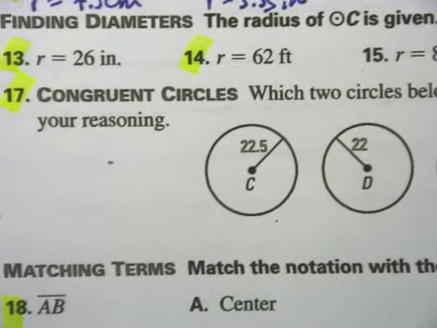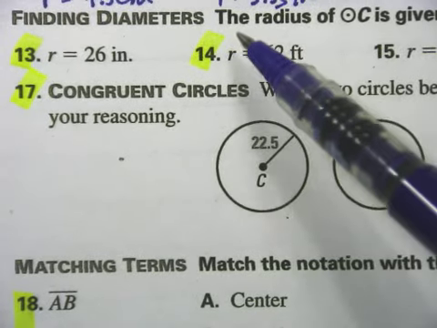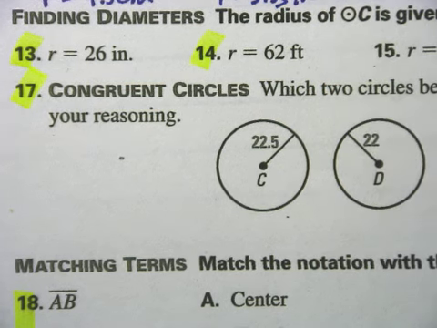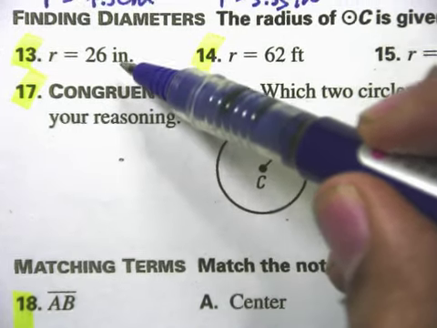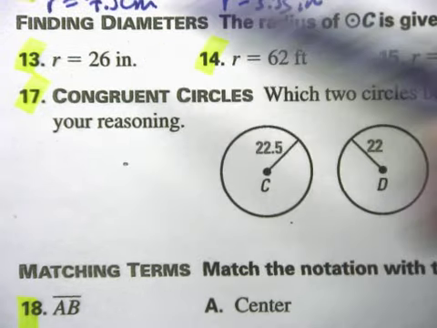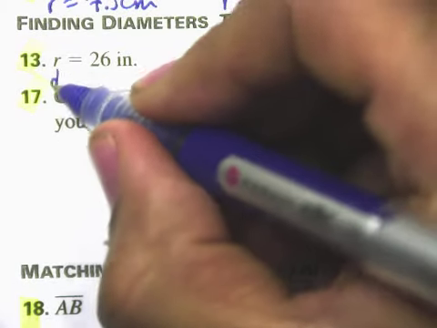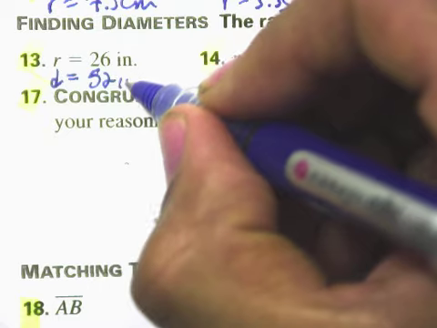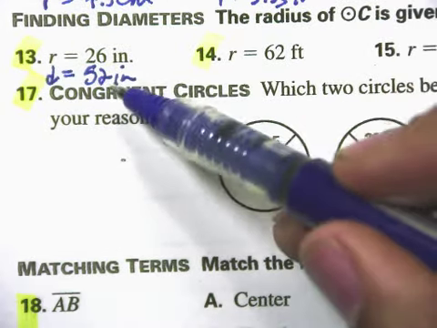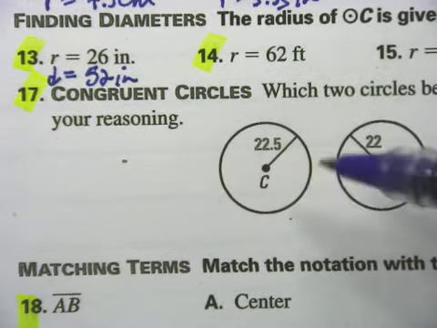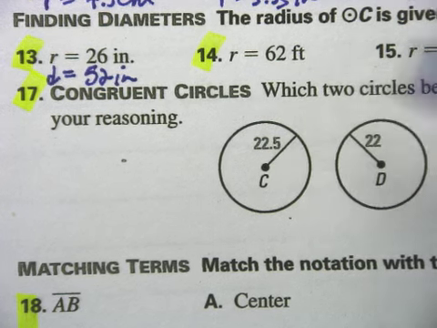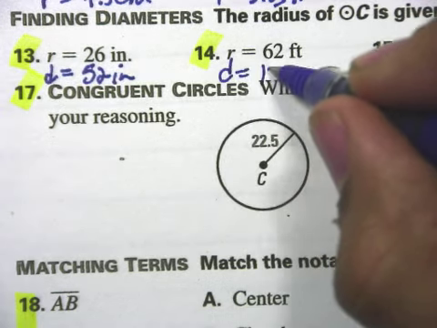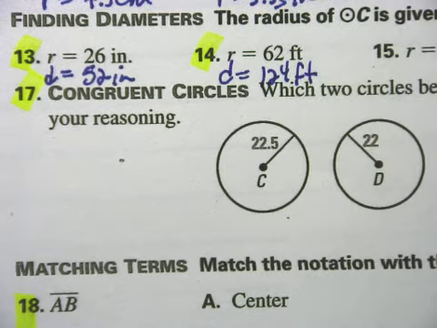For questions 13 and 14, it's the opposite. They tell us the radius of circle C is given, find the diameter. Well, if the radius is 26 inches, then I know that the diameter is going to be twice as big. So the diameter is equal to 52 inches. 26 times 2 is 52. For number 14, the radius is 62 feet. The diameter is going to be twice as big, so the diameter is going to be 124 feet.